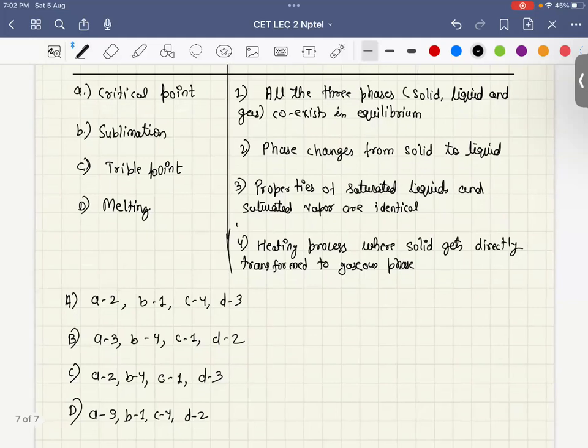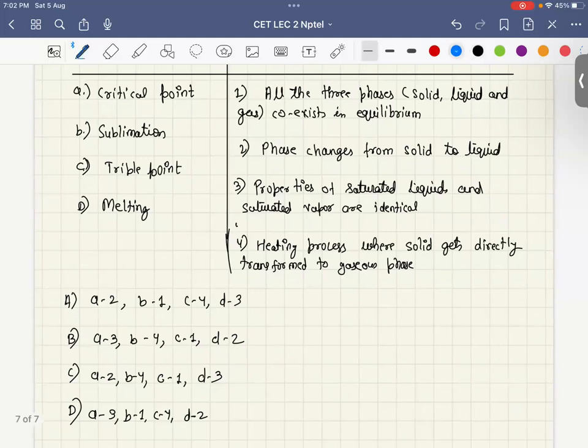So clearly, let us start with what is melting. Melting is nothing but conversion from solid to liquid, right? So clearly, D corresponds to option 2, right? Then critical point. So what is critical point? If you looked at that graph, you see that at critical point, there is no distinction between liquid and vapor, right?